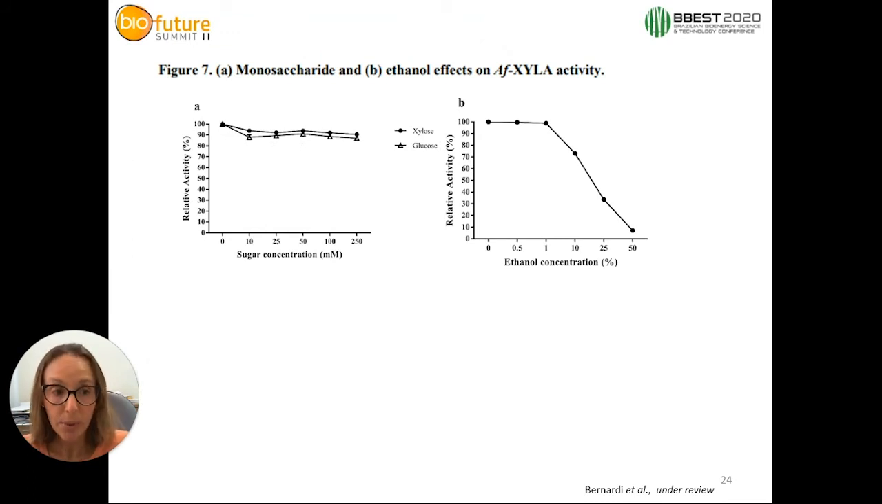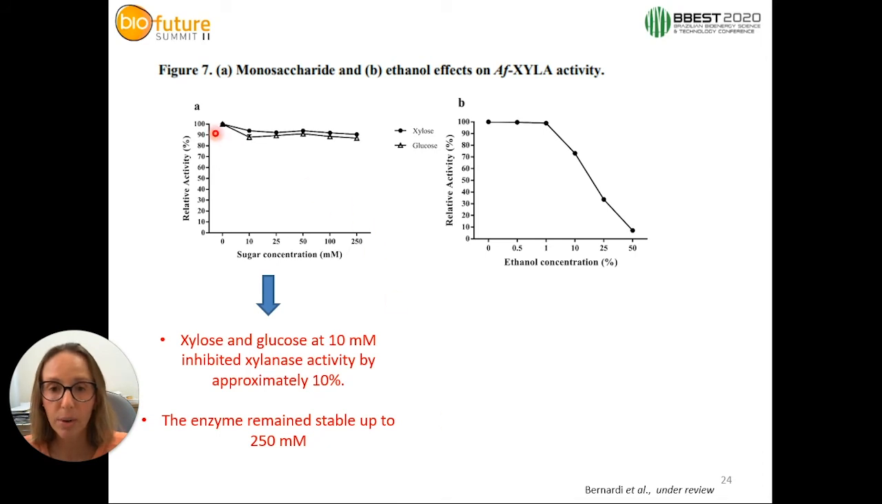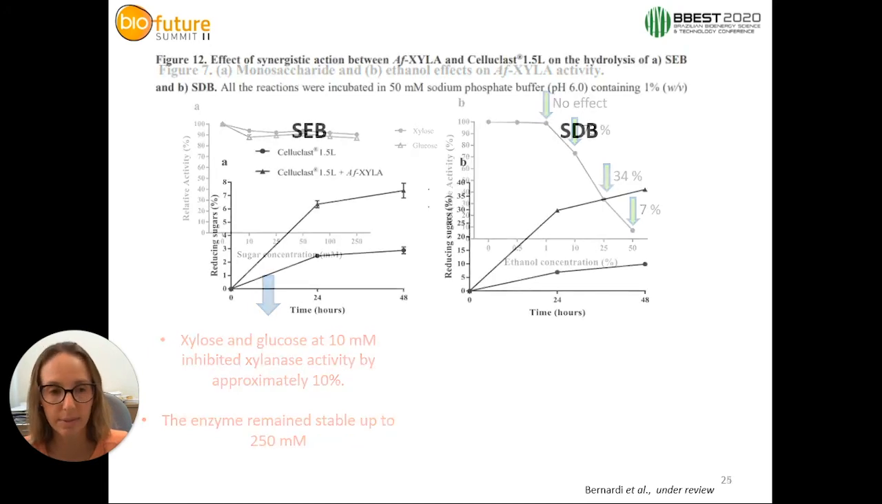We added increasing concentrations of monosaccharides such as glucose and xylose to analyze the inhibitory effect of the sugars, and the enzymes remained stable up to 250 millimolar of xylose and glucose. Ethanol decreased the activity of these enzymes when we increased the concentration of ethanol to more than 1%.